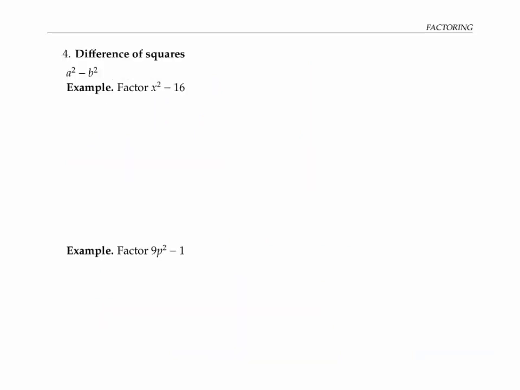There are a couple special kinds of expressions that appear frequently that it's handy to just memorize the formula for. So the first one is the difference of squares. If you see something of the form a squared minus b squared, then you can factor that as a plus b times a minus b. And let's just check that that works. If I do a plus b times a minus b and multiply that out, I get a squared minus ab plus ba minus b squared, and those middle 2 terms cancel out, so it gives me back the difference of squares just like I want it.